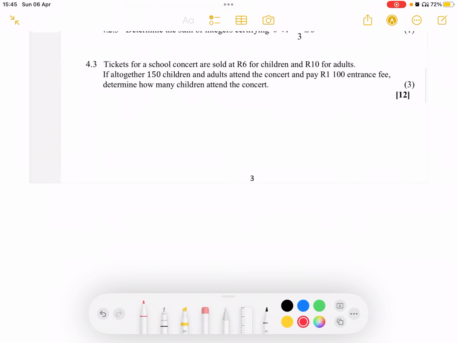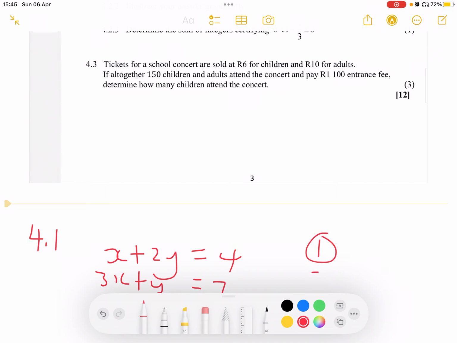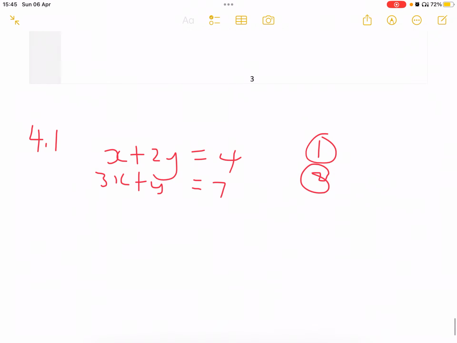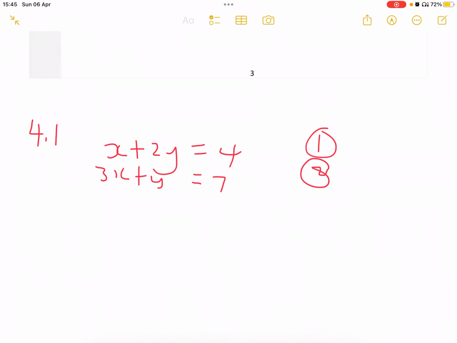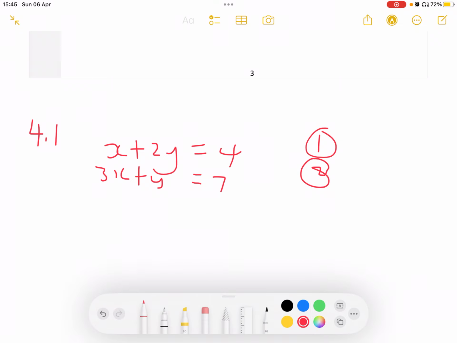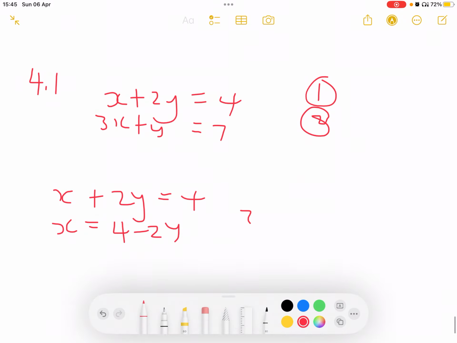Right. So we're given this equation here in 4.1. It's x plus 2y equals 4, and then 3x plus y equals 7. Then we label this one as equation 1 and this one as equation 2. We need to define either one of these equations by x and y. So if we say the first equation, x plus 2y equals 4, makes x the subject of the formula, this will become 4 minus 2y, right? And then we label it as equation 3. Now we can say, since there's an equation 3, substitute equation 3 in equation 2, right?